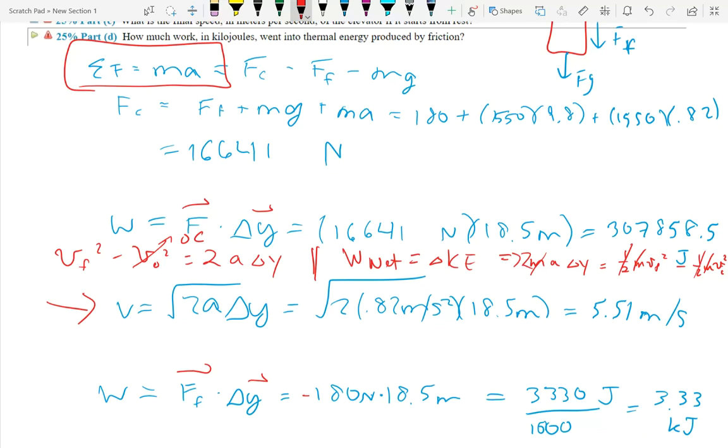But if they'd asked what's the work done by friction, that would have been a negative answer. So paying attention to signs is kind of important. Here, it turned out that the sign they use gives you the correct answer, but not for the right reason.